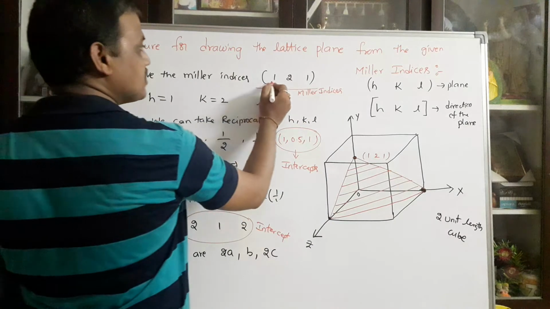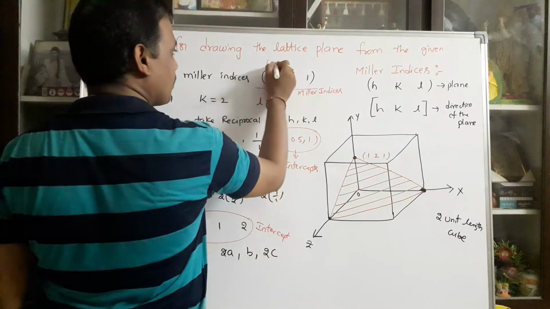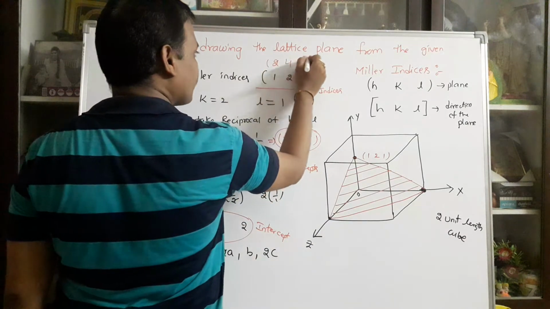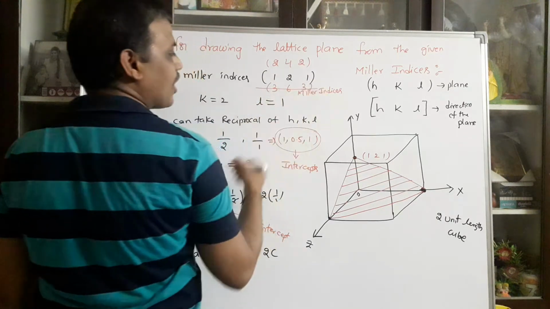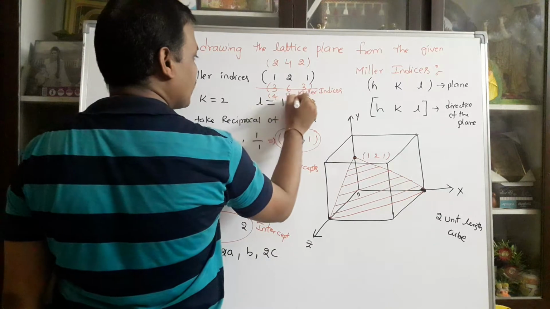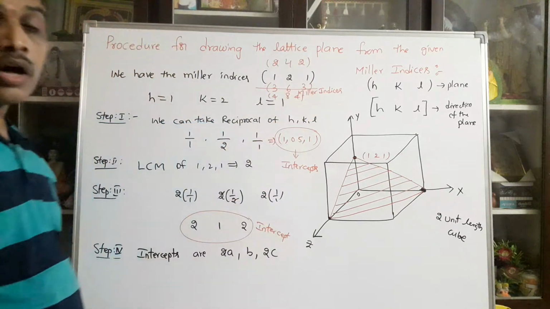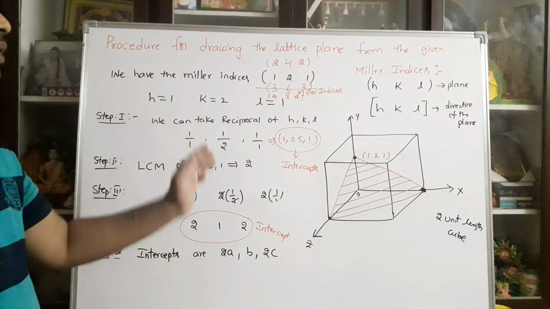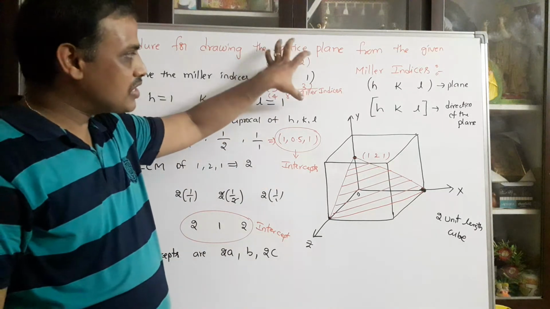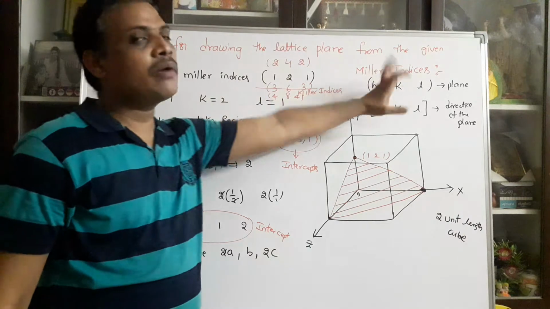Suppose the Miller indices are 1, 2, 1. This family plane can be taken as 2, 4, 2, which is also a family plane. Otherwise 3, 6, 3 is also a family plane. Otherwise 4, 8, 4. These are all parallel planes. This set of parallel planes can be called a family of planes. This set of parallel planes information is already given by the Miller indices.